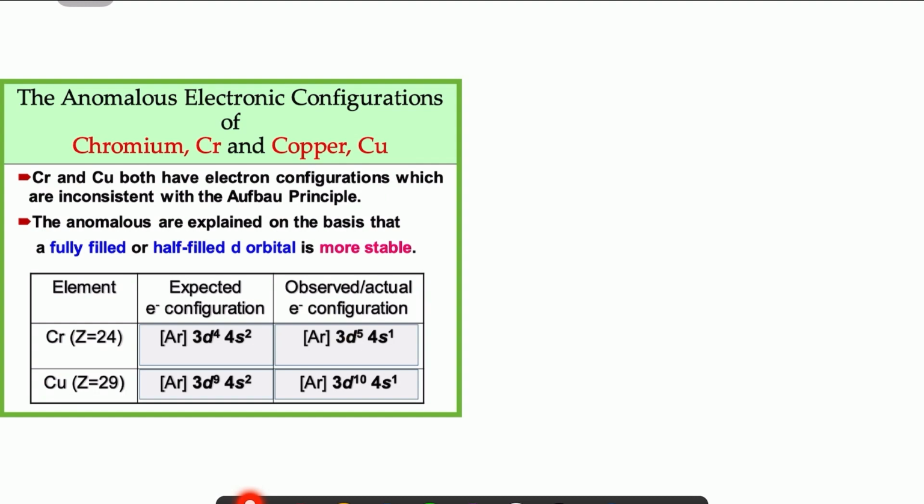And let's say for copper, with proton number 29, it has 29 electrons. This is the expected electronic configuration for copper. But you can see that 3d9 almost achieves a fully filled d orbital. So that's why the actual electronic configuration for copper is 3d10 4s1. How does it become like this?